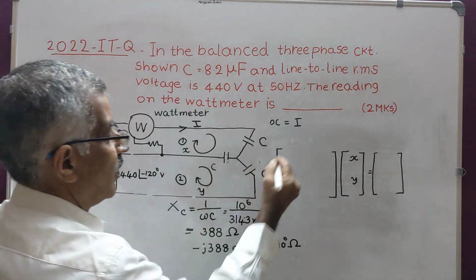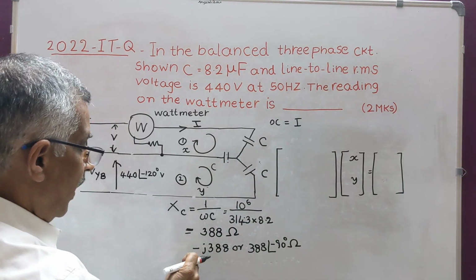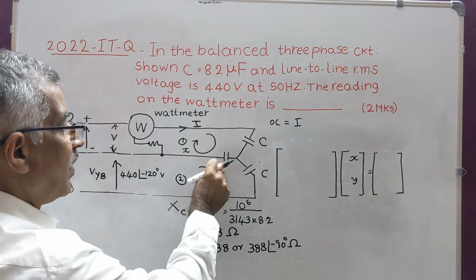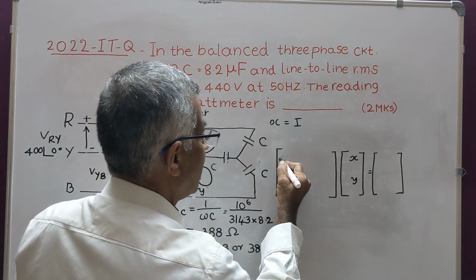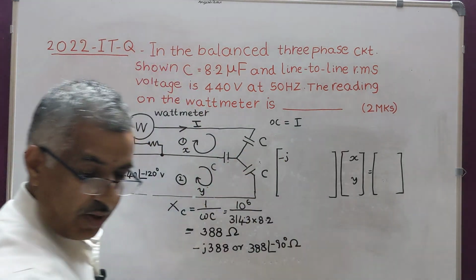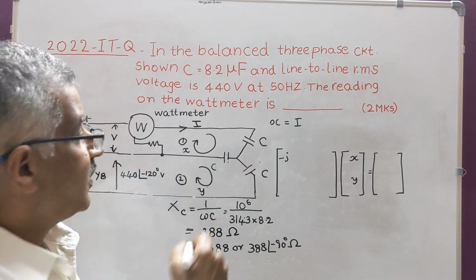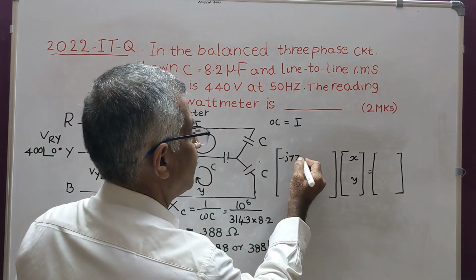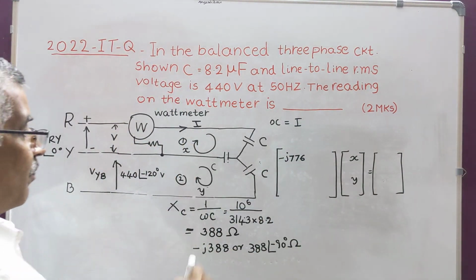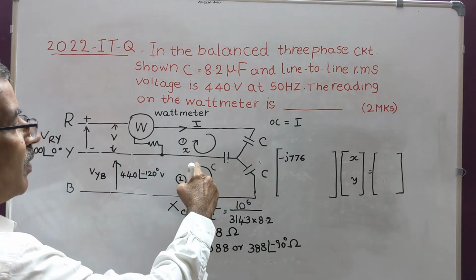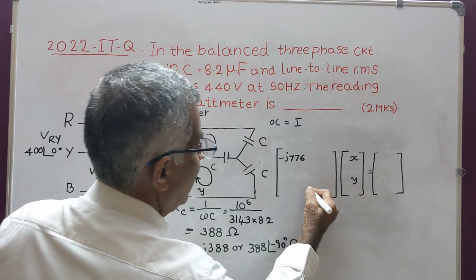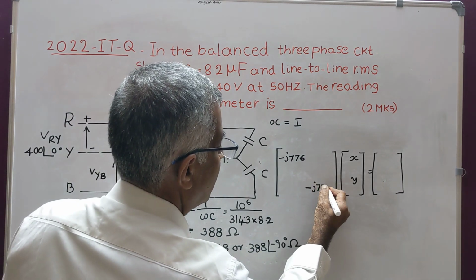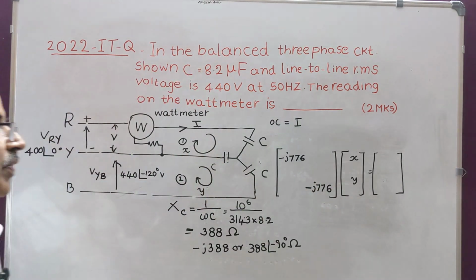That means minus J 388 plus minus J 388. So that is minus J 776. Next, here also the total impedance is the summation of these two. That is once again minus J 776.